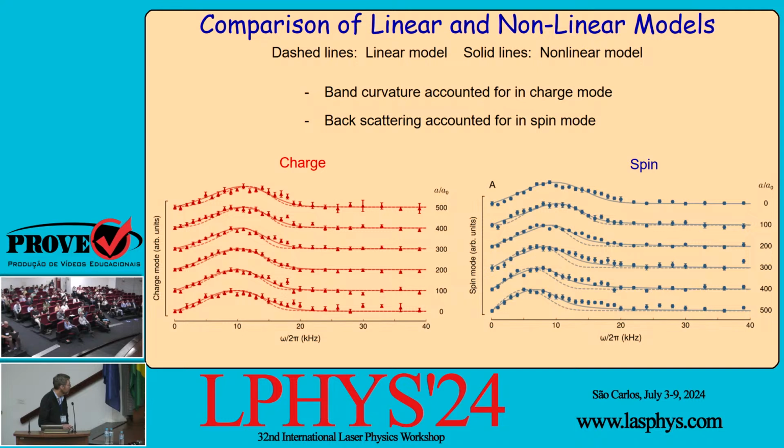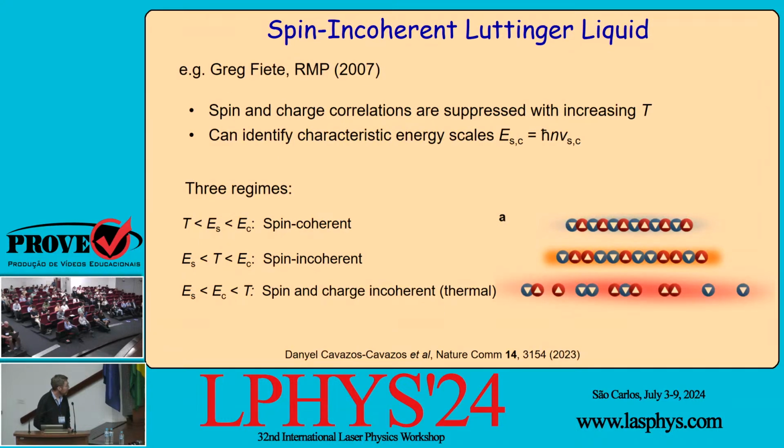This dashed line moves up to the solid line, and then the agreement's very good. That's true here, here, here. The spin mode basically all had those discrepancies until we were able to correct for them with the backscattering.